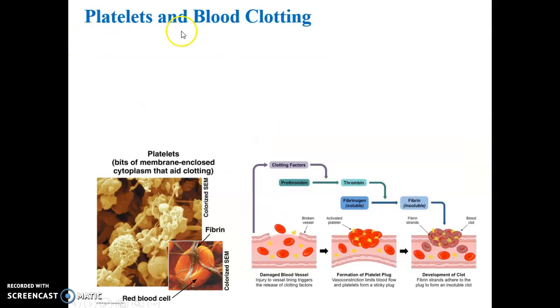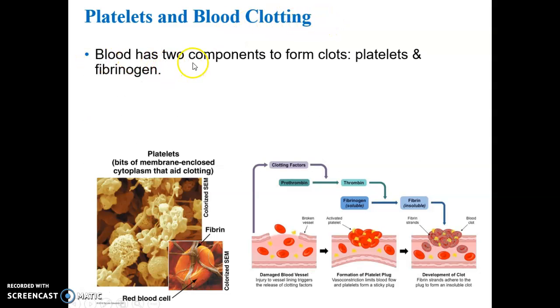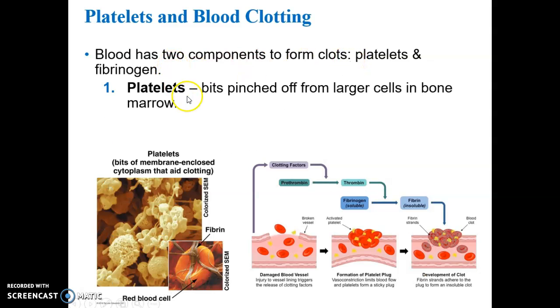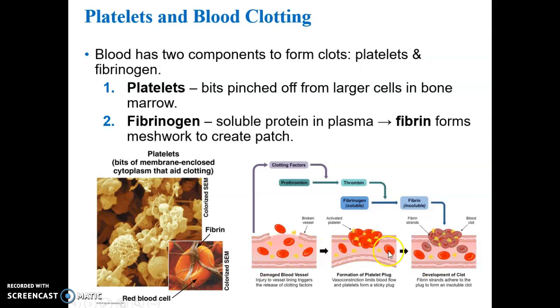So let's talk about the platelets and how they're involved in the blood clotting cascade. Blood has two components to form clots. They have platelets, which are like cell fragments, which we see here, and a protein that's called fibrinogen. And these are in solution in the blood. The platelets are bits of a larger type of cell that's produced in the bone marrow. So pieces of this larger cell form the platelets, and the platelets are floating around in your bloodstream, in your blood vessels.